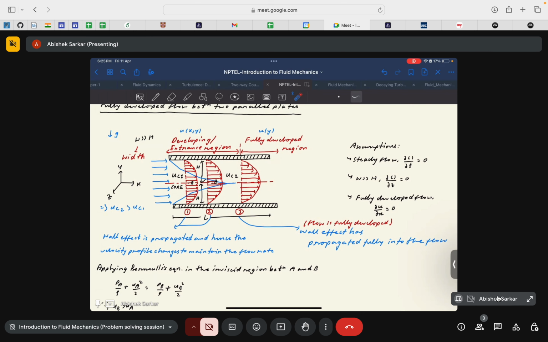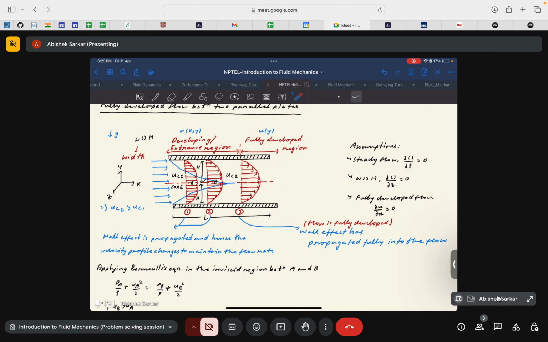Now you may ask, sir, you're discussing flow through two parallel plates. If you consider two parallel plates, then the flow within it should basically be a 3D flow. Then why are you not mentioning a z component? To answer that, I will take one more assumption, and the assumption is that the width of the plate is much greater than the gap between these two plates.